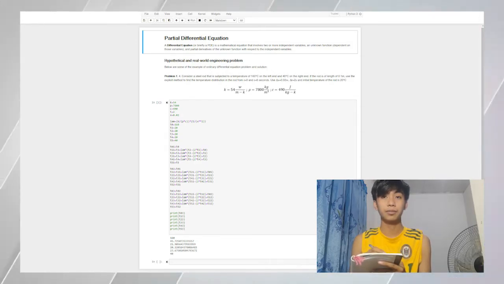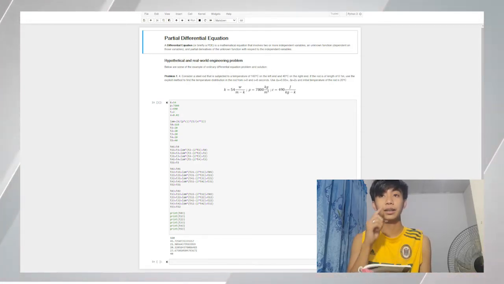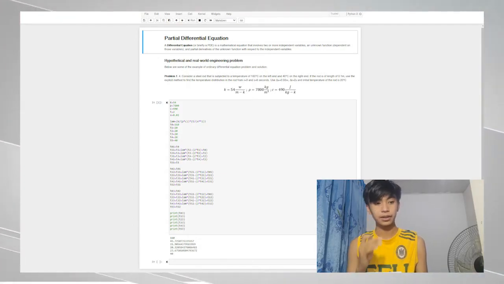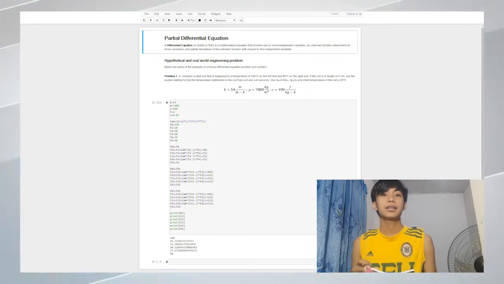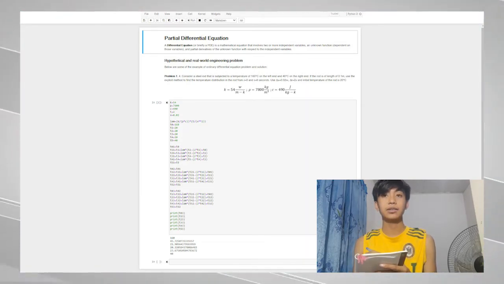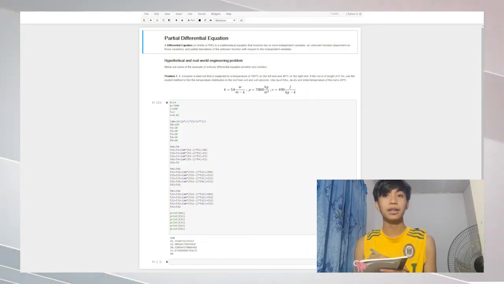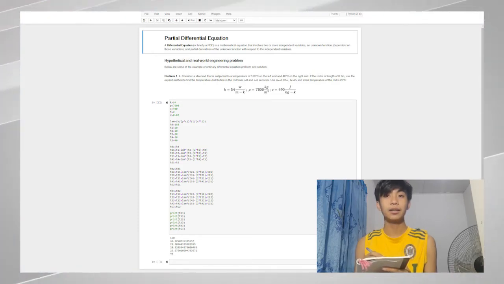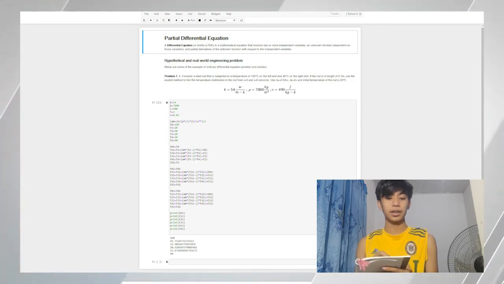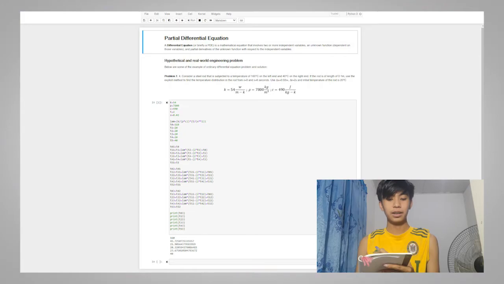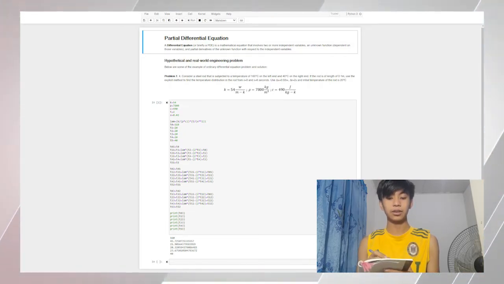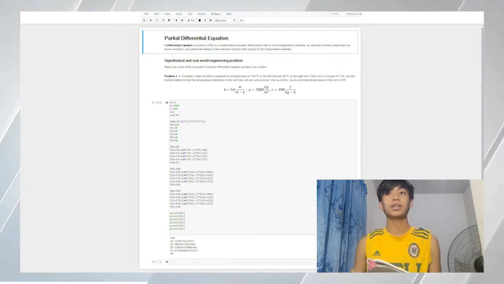Yung T sub 3 naman po natin is yung sa computation po namin, kasi nakuha na po namin to sa problem namin nakaraan, is 20 degrees Celsius din po. Yung T sub 4 namin raised to 1 is 21.412. Then yung T sub 5 po natin na sinasabi niyang raised to 5 is equal to 40 degrees Celsius. So, ayun po yung boundary condition ng isa.